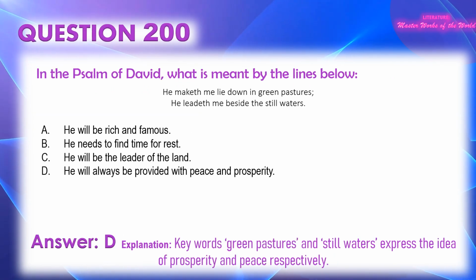Question 200. In the Psalm of David, what is meant by the lines below? Answer D. He will always be provided with peace and prosperity. In few words, green pastures and still waters express the idea of prosperity and peace respectively.